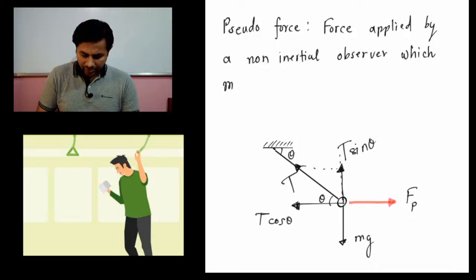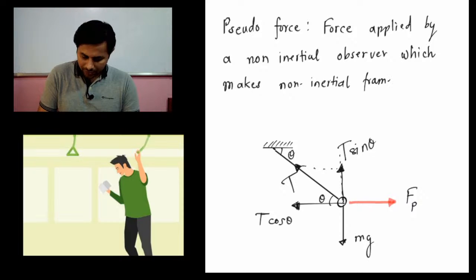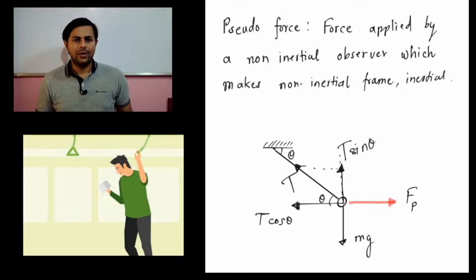So we can say it makes the non-inertial frame kind of inertial. Now if a non-inertial observer applies the concept of pseudo force, then he can explain the motion of bodies and he can now use Newton's laws. Yeah, thank you, Gangadharan. So now how much is the magnitude of pseudo force?